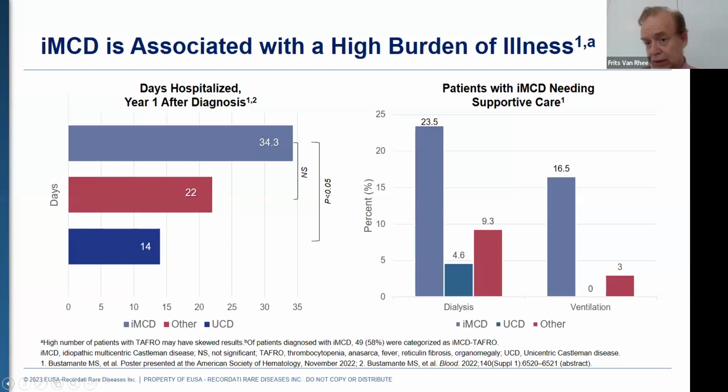Also, patients on the right-hand side with iMCD are often significantly sick and requiring interventions, such as dialysis, and percentages are quoted here, and even ventilation. So the main message is iMCD gives rise to significant morbidity and mortality, and it's important to accurately and promptly diagnose it and to treat it appropriately.